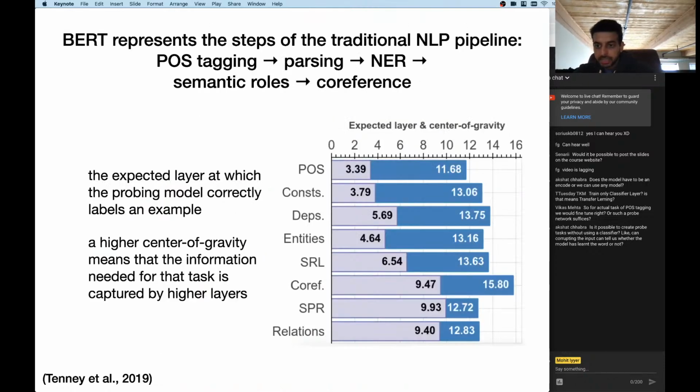All right, is it possible to create probe networks without using a classifier? Like, can corrupting the input tell us whether the model has learned the word or not? So I think you should think more carefully about what kind of corruption can tell you something about whether the model has learned a word or not.